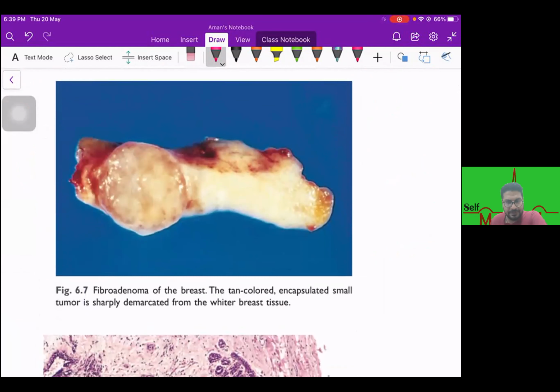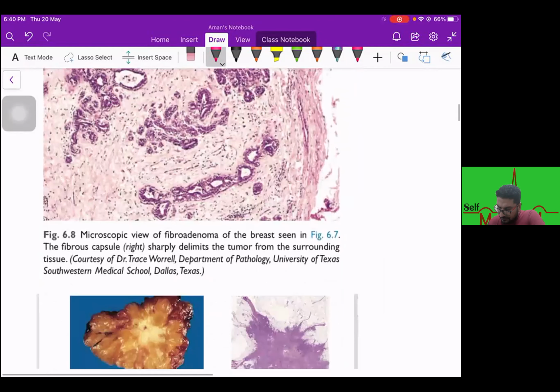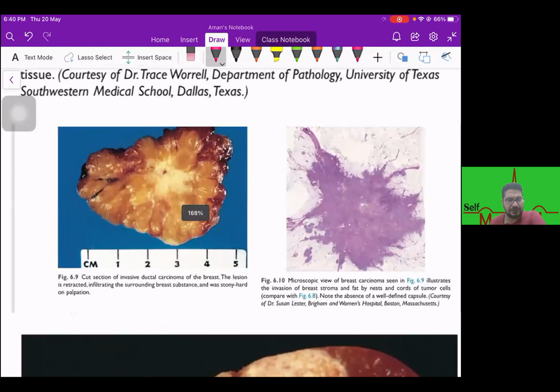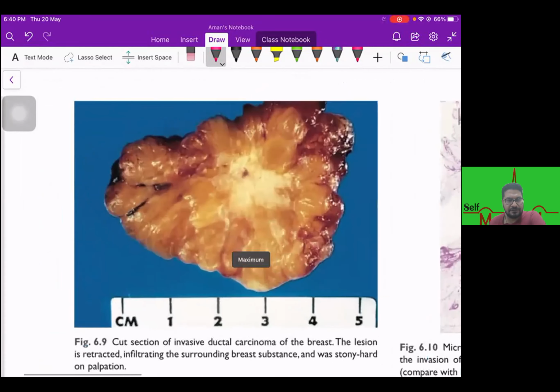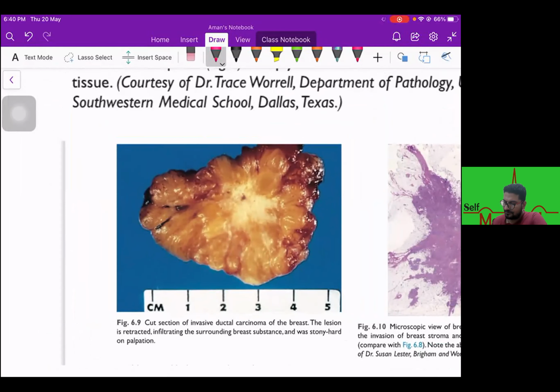Then you can see this image, a tan-colored lesion. We call this a fibroadenoma of breast. This is a microscopy view of fibroadenoma. If you notice, this is a cut section of invasive ductal carcinoma of breast. You can see when you palpate this, it will be stony hard on palpation. It is an invasive ductal carcinoma. We call this IDC.